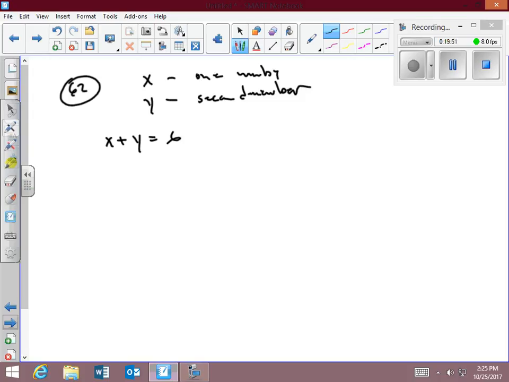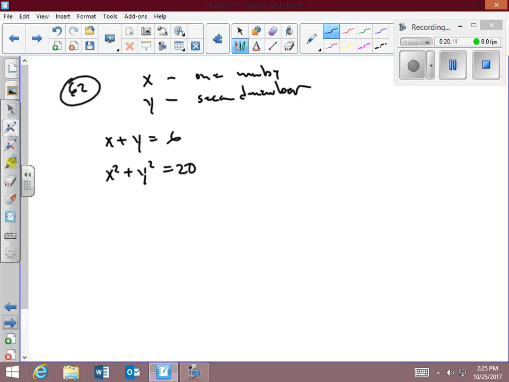Now it says the sum of the squares of the two numbers is 20, so what would you write there in terms of these variables? X squared plus y squared. Okay, x squared plus y squared equals 20.